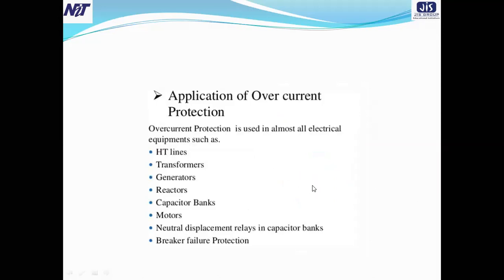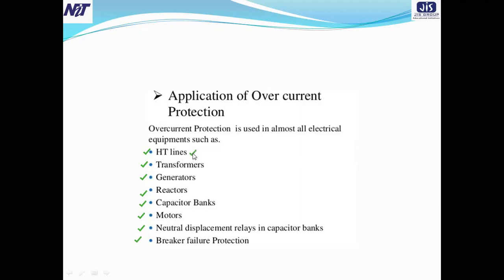Now the application of overcurrent protection. The application is very important, because it is used in almost all electrical equipment, such as high tension lines, transformers, generators, reactors, capacitor banks, motors, neutral displacement relays in capacitor banks, and breaker failure protection. So these are the sectors where the overcurrent protection relay is used.